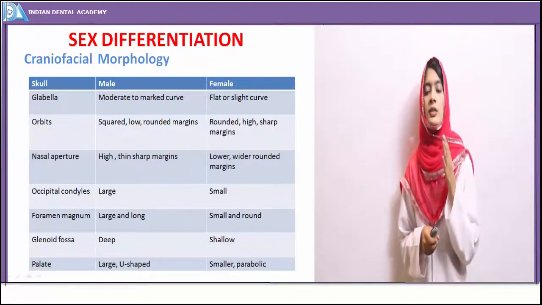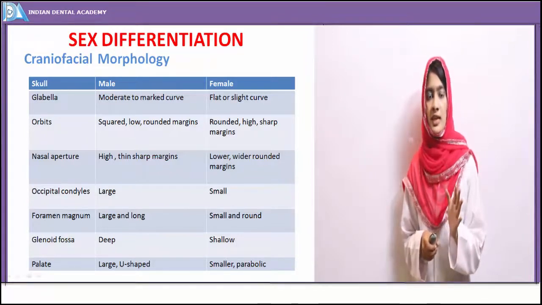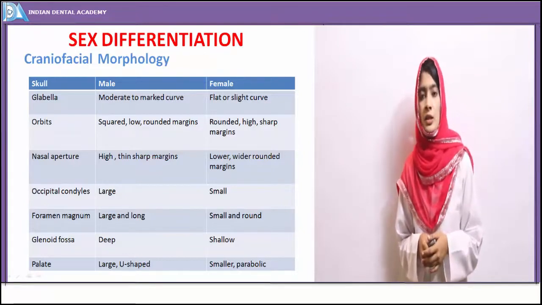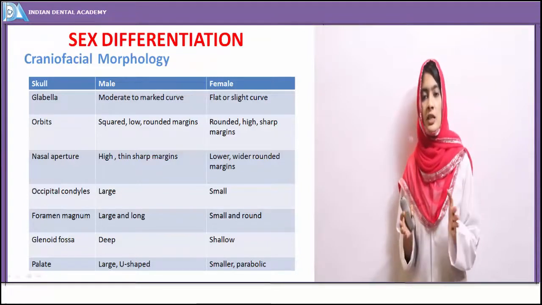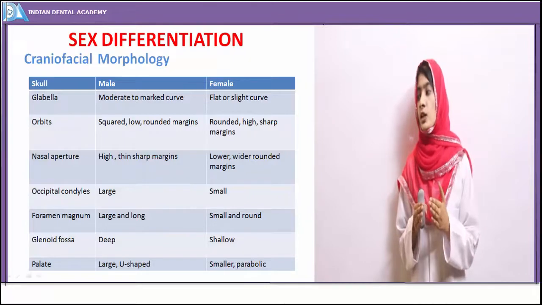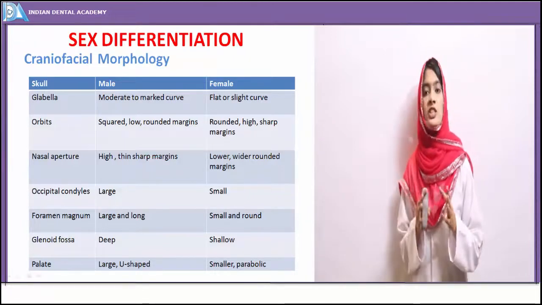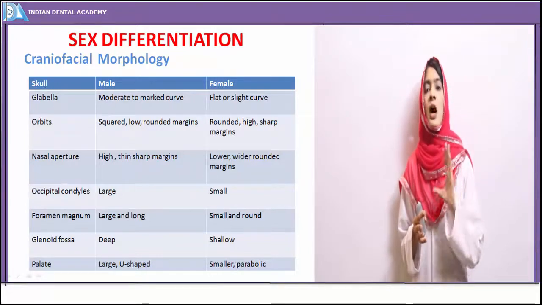So now along with the dental profiling, we'll see how the sex of the individual is identified based on the skeletal features, the dental features and the skeletal features. So basically the bones of maxilla and mandible show differences in males and females. Even the individual tooth may be showing different features. The skull may be showing different features. So we'll see the craniofacial morphology or the difference in males and females, how it is established.